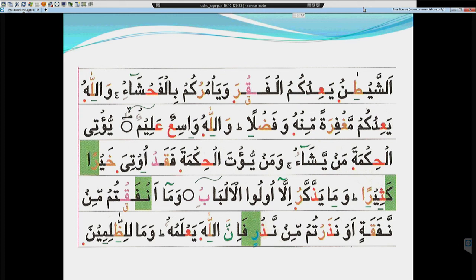Ta, tha, jim, not ha, not kha, dal, dhal, not ra, za, sin, shin, sad, dad, ta, za, fa, qaf, kaf. So there's 15 of them. We should try to memorize all 15 of them.